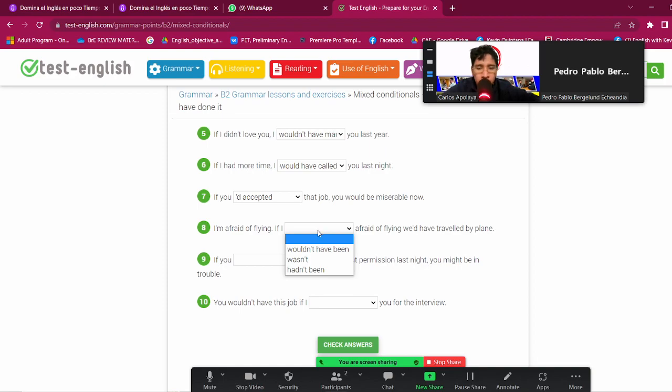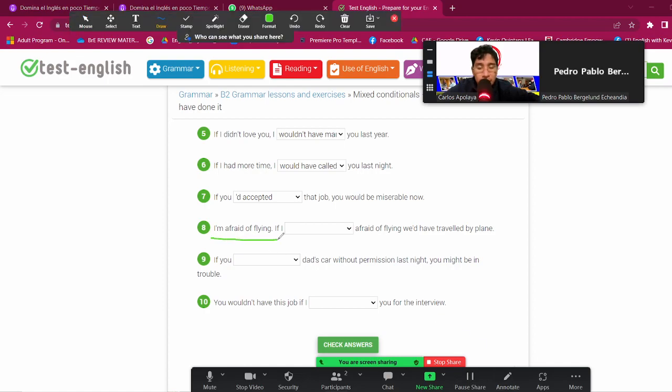If I wouldn't have been afraid of flying, uh-oh. Because we never use would in the if clause. We never use would in the if clause. If I hadn't been afraid of flying, we would.